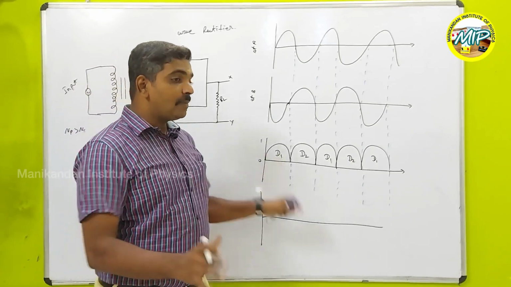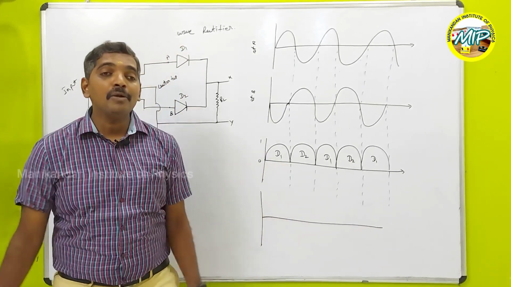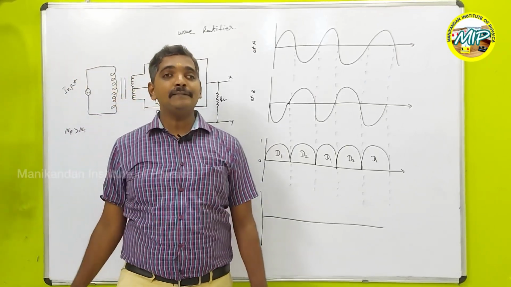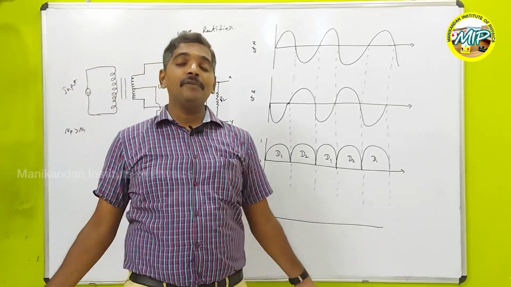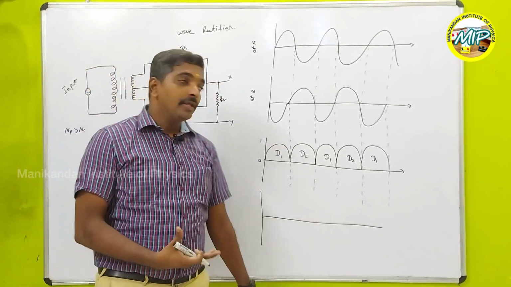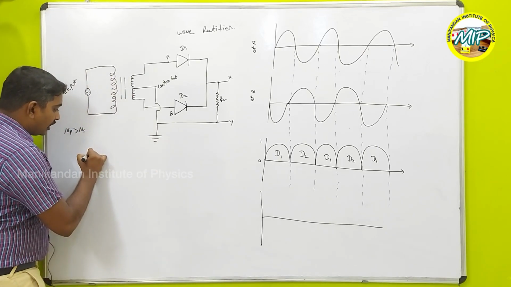So here we are able to remove the negative half cycle, but we are not able to remove the fluctuation. There is a fluctuation from 0 to 1. Every half cycle there is a fluctuation. Then how can we overcome this problem? So we are going to use a filter circuit to solve the problem. So I can simply write this as the filters.